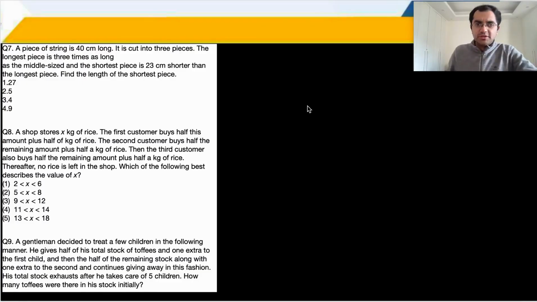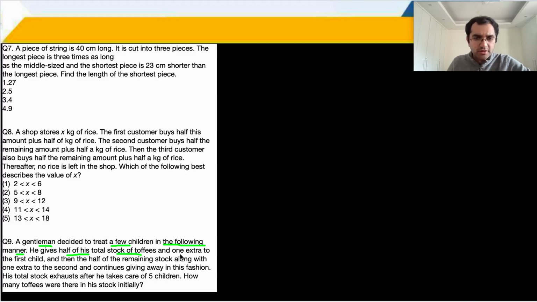Let us use the same concept for question number 9. A gentleman decided to treat a few children in the following manner. He gives half his total stock and one extra to the first child. Then again, half the remaining stock and one extra to the second, and so on. His total stock exhausts after he takes care of 5 children.